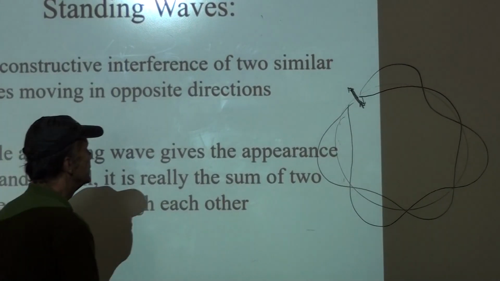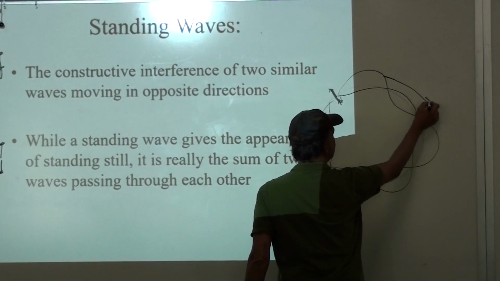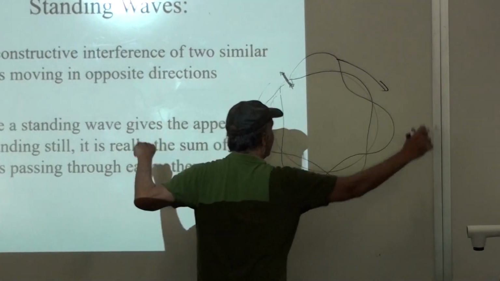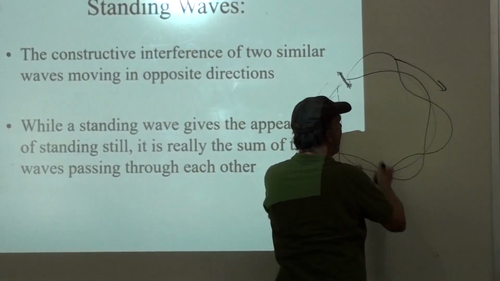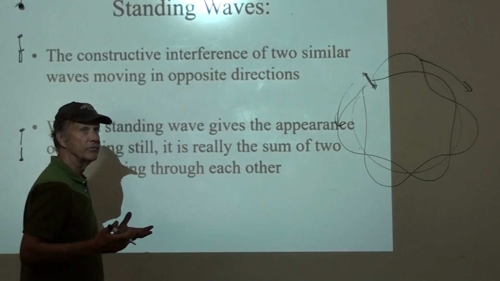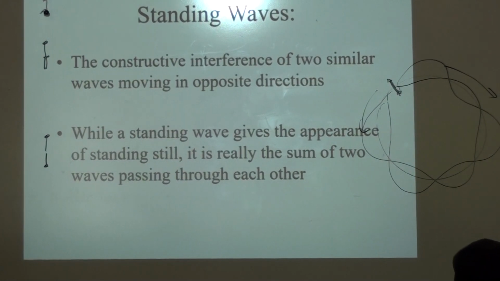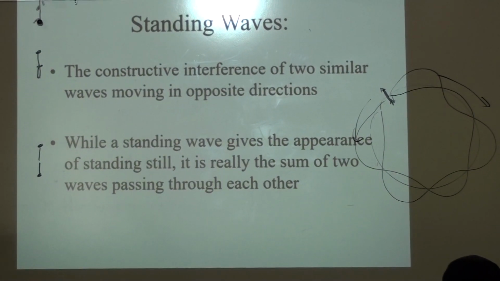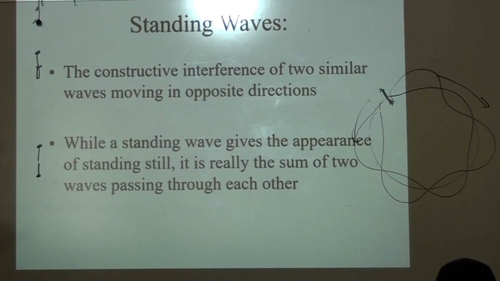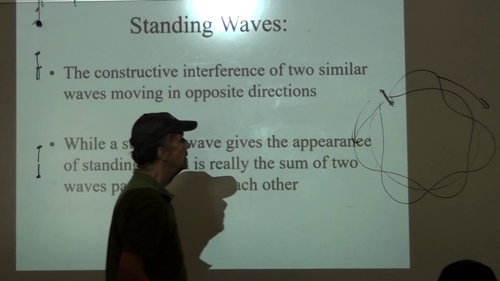Okay, and so in this case, you've got a wave moving this way, you've got a wave moving that way, they meet, and they constructively interfere somehow. But in the process of doing that, they generate something that appears to be standing still. So the wave looks like it's standing still.